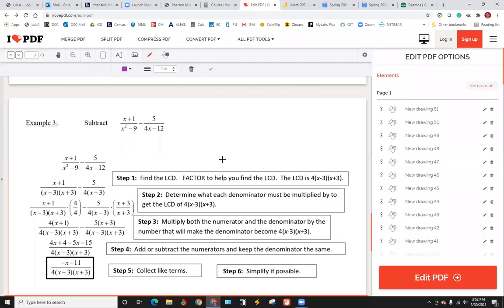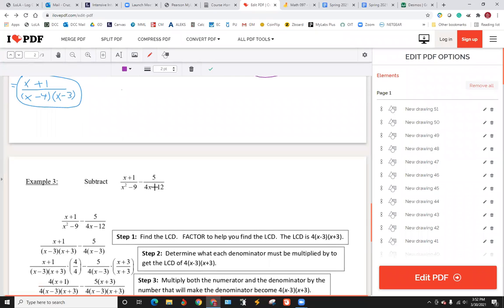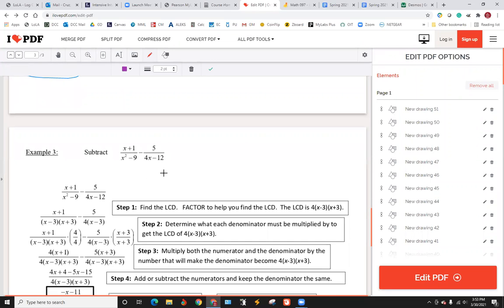Now, in order to find the LCD, it's much easier to do this by factoring. You can follow that same procedure of multiplying the x plus 1 by this down there, and this by the x squared minus 9, but you're still going to probably have to factor at some point. So if you want to give that a try, try it. But I'm going to use the factoring as a way to find out what the LCD is, determine it, and then multiply by the missing factor.